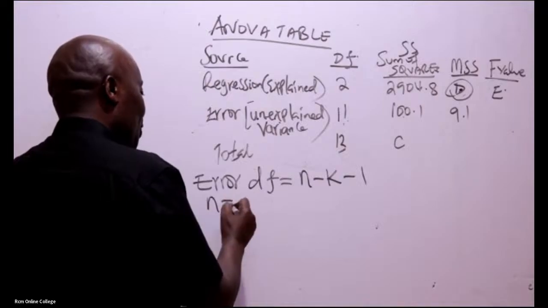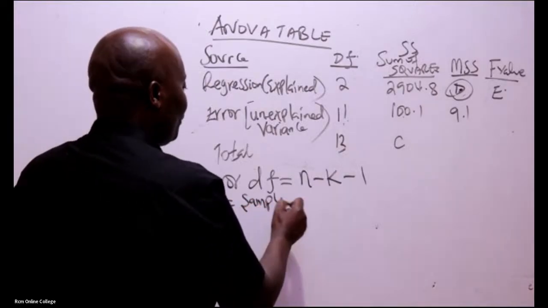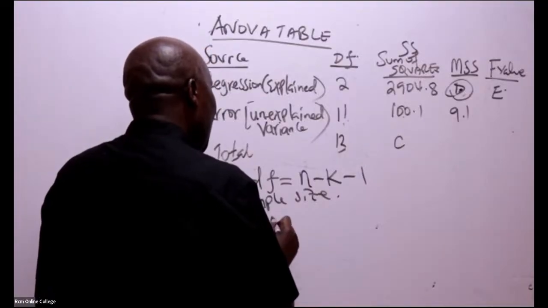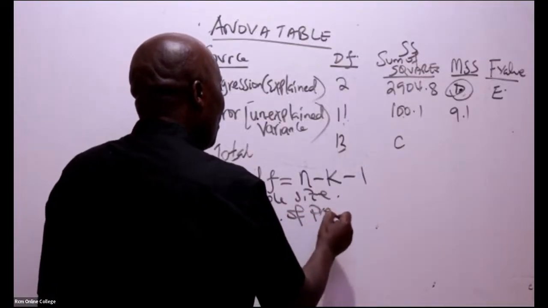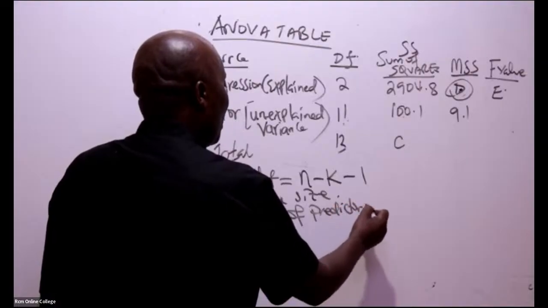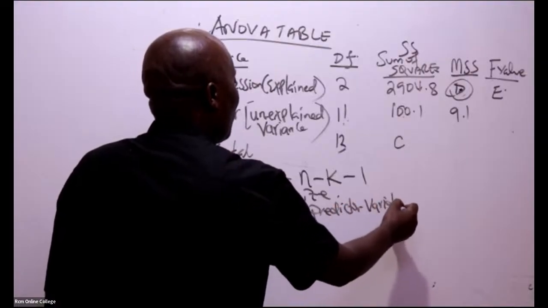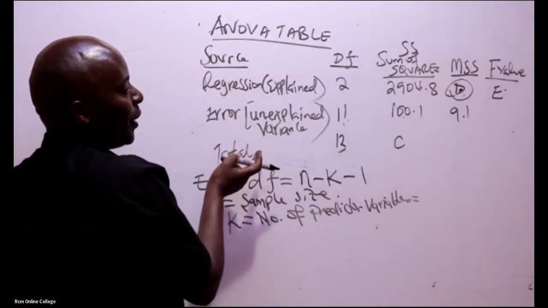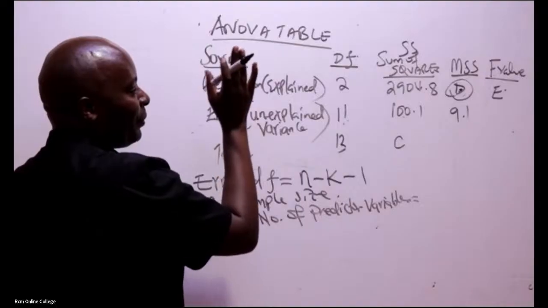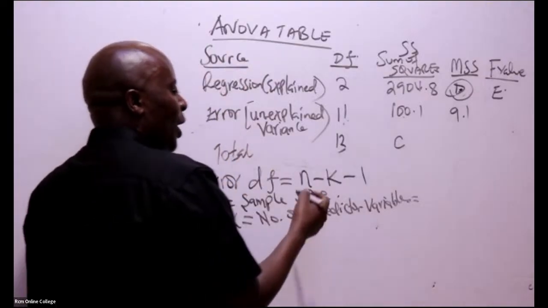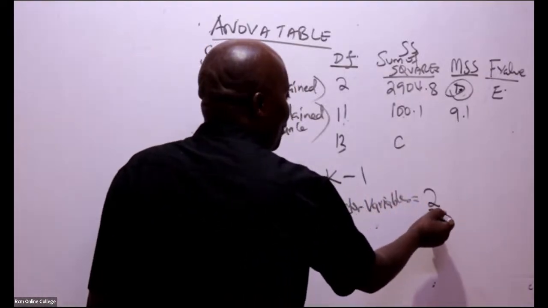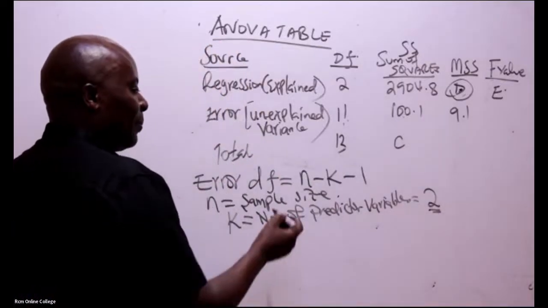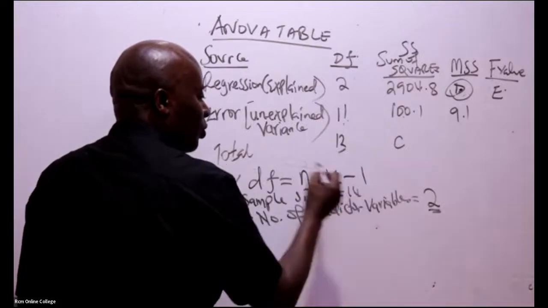N is the sample size. Then we have k, the number of predictor variables. In our case, if you remember the parameters up there, we had x1 and x2. So the number of predictor or independent variables was 2. And the sample size we've just gotten is 14.